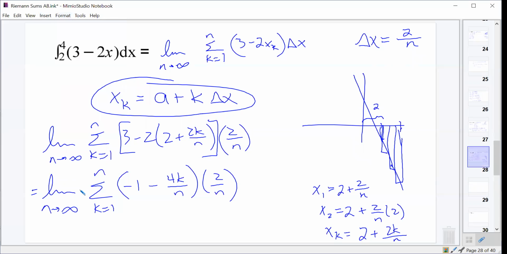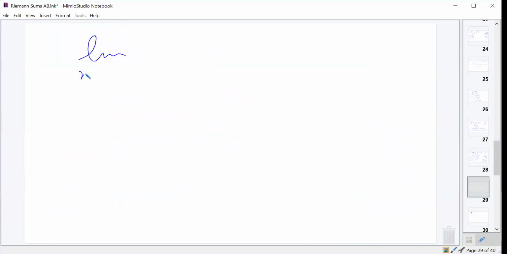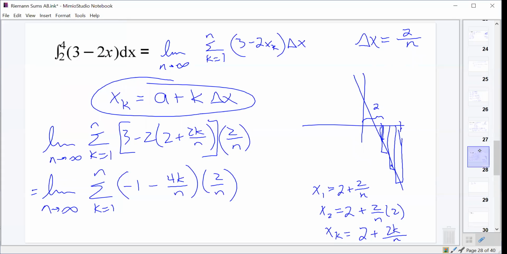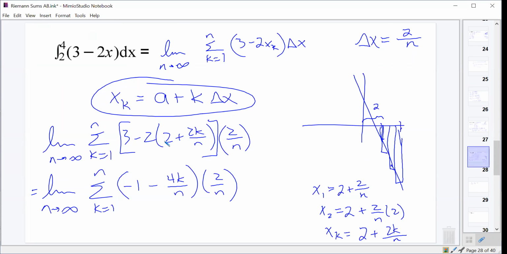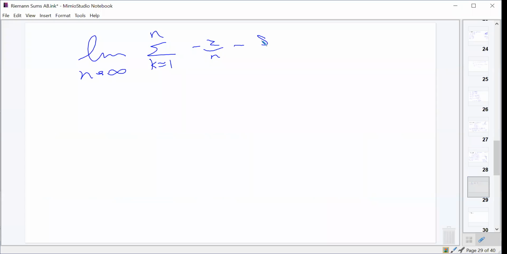Which ought to give us what? A limit as n approaches infinity of our sum from k equals 1 to n of -2 over n. Right? And then this should be a minus 4k over n times the 2 over n, so minus 8k over n squared. Everybody good with that?